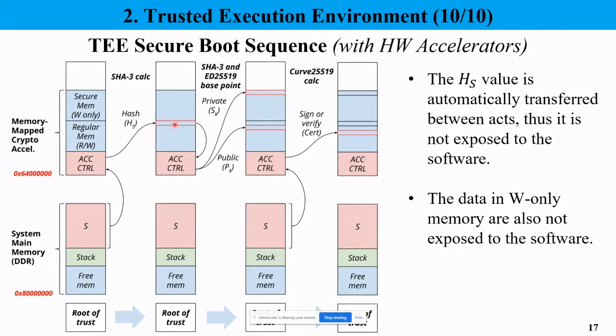Then the Curve25519 base point multiplier is used to generate the public and secret keys, SK and PK. SK is stored in a write-only memory, while PK is stored in normal memory. The final verification is performed by signing using the Curve25519 calculation. The final result is stored again in the normal read-write memory, right here.